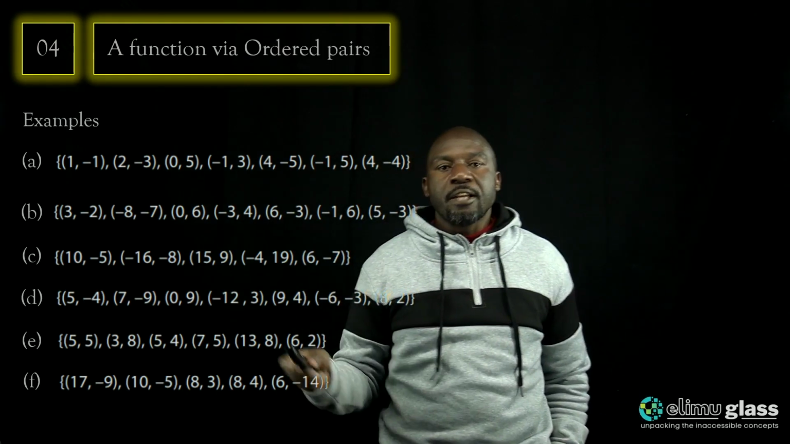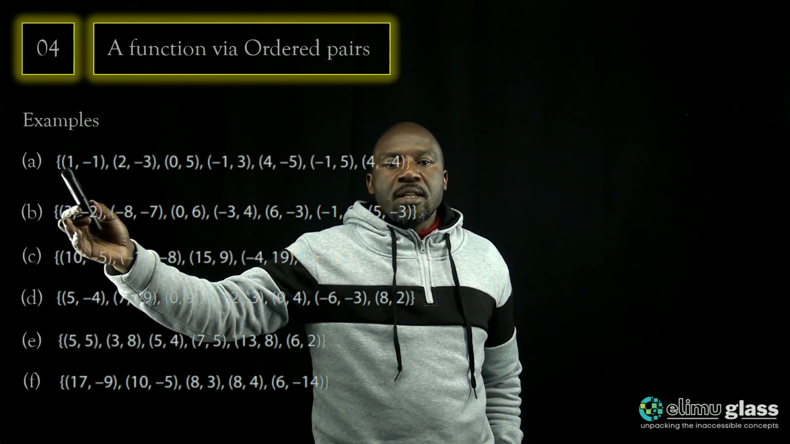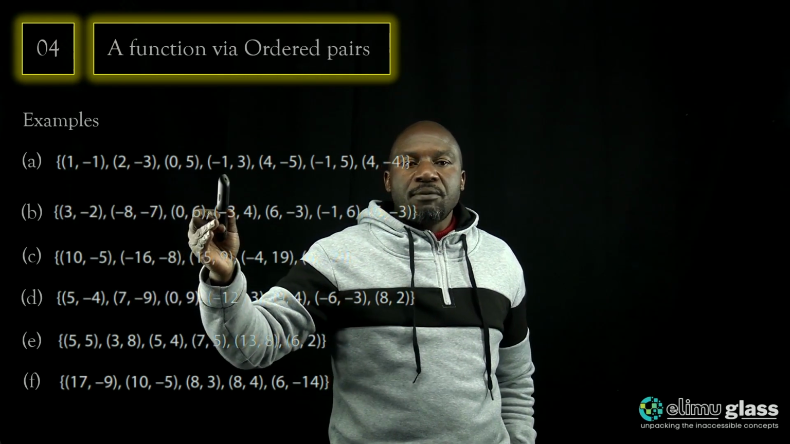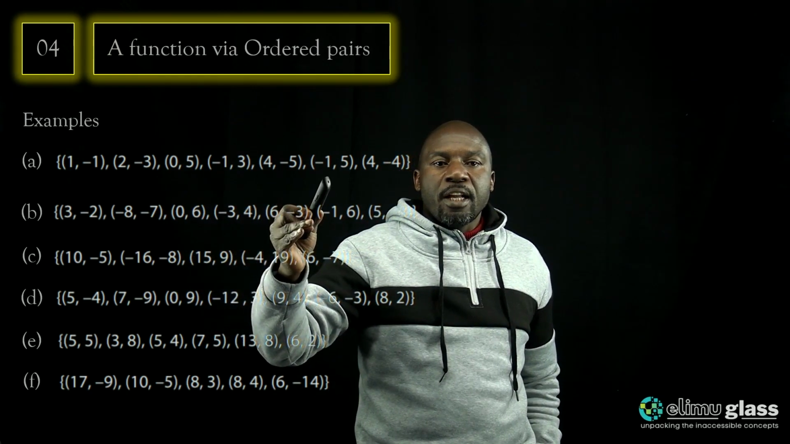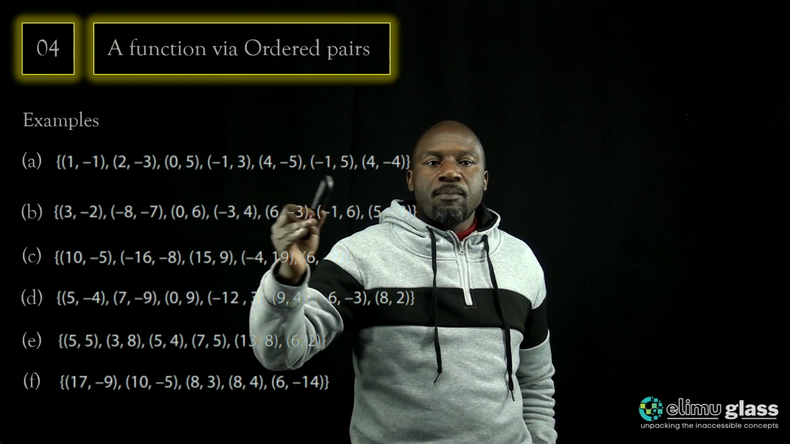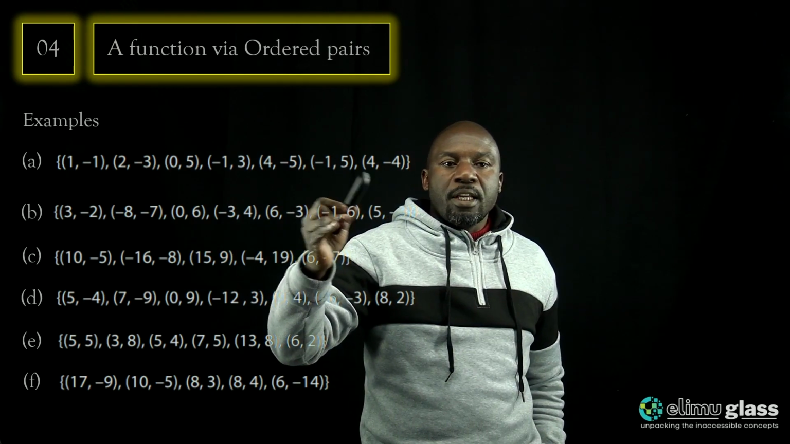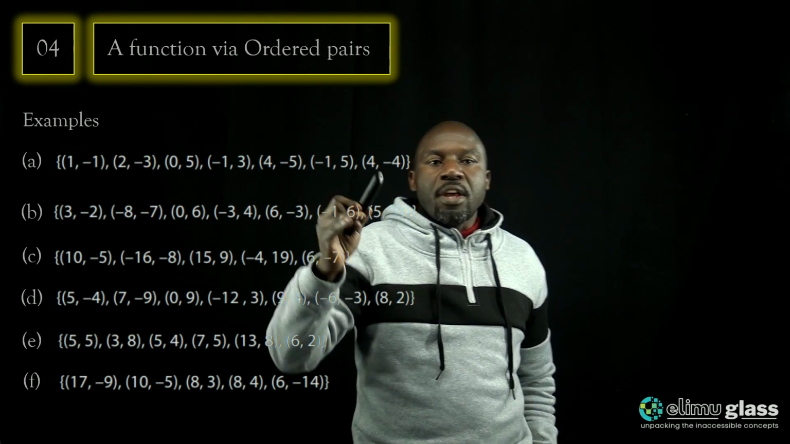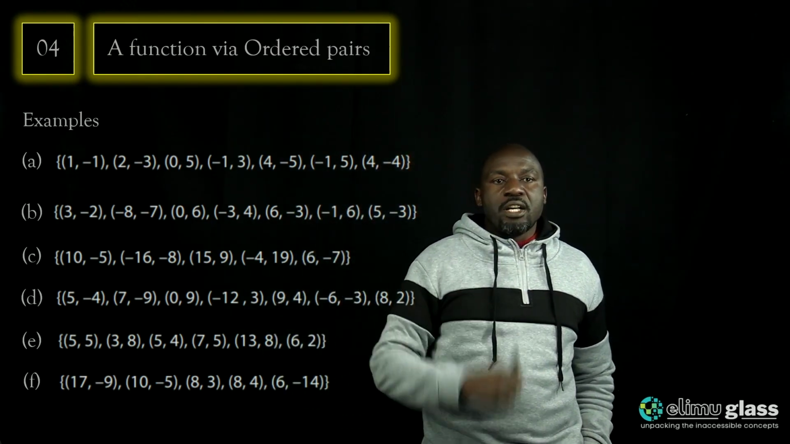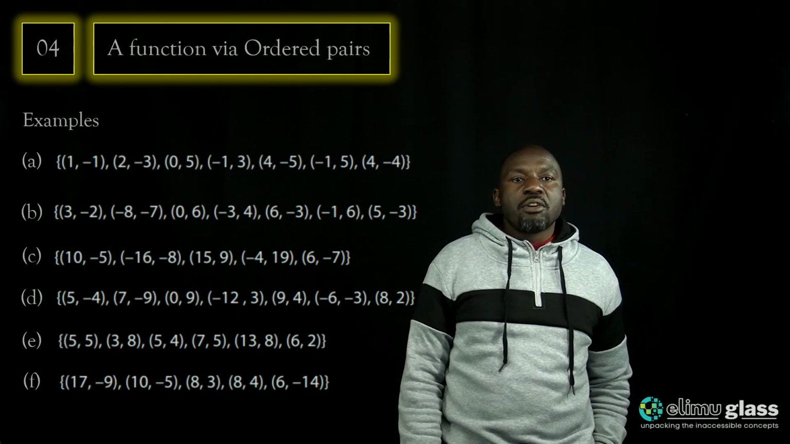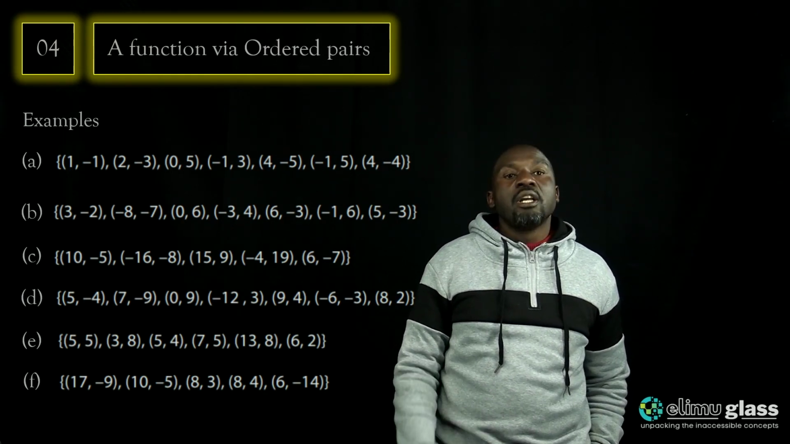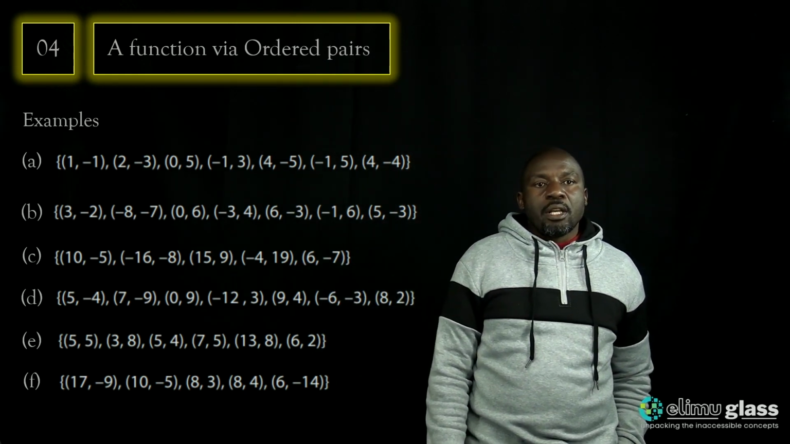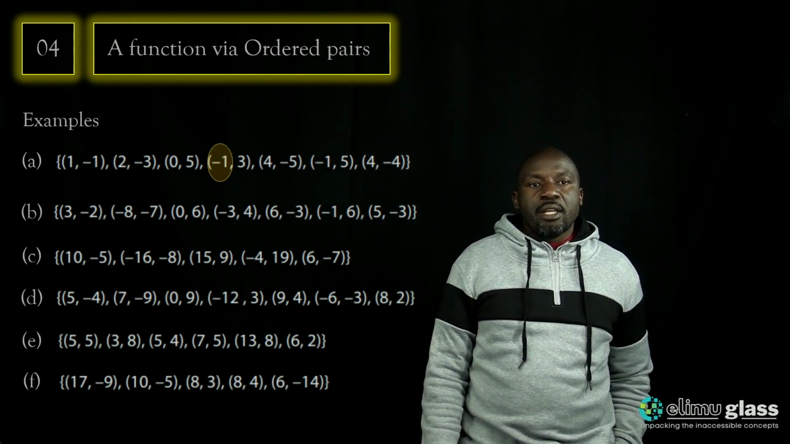So let's look at the first one here. The x value is a 1 there, 2, 0, nothing is repeated so far, -1, 4, -1 is now repeated, and 4 is now repeated again. There is a 4 here for x, and there is a 4 here for x. And so therefore, two values of x have been repeated. And because of that, by definition, this cannot be a function, okay? If x repeats itself, then the ordered pair is not a function.